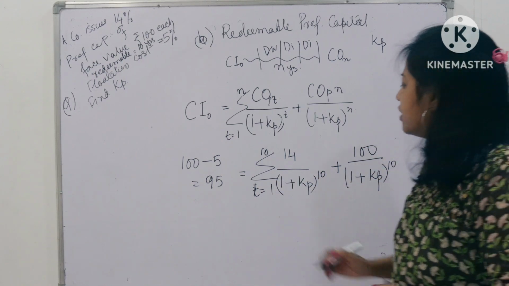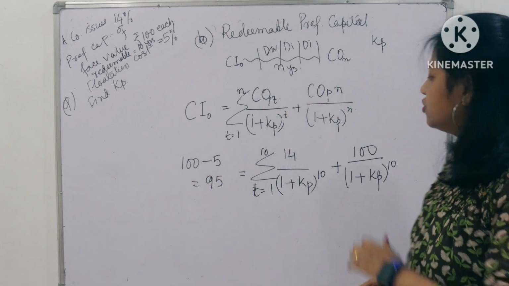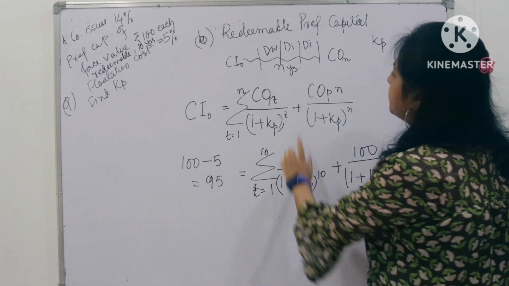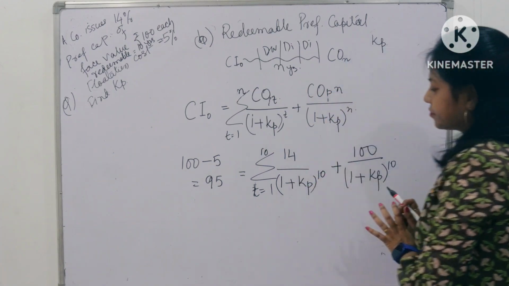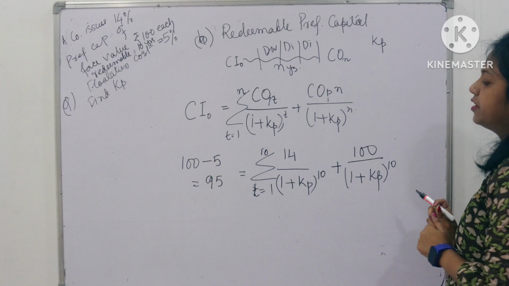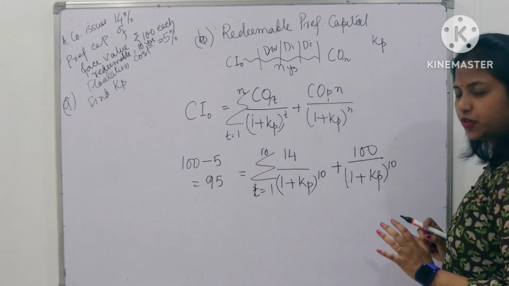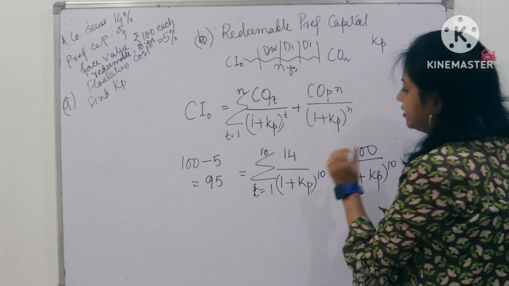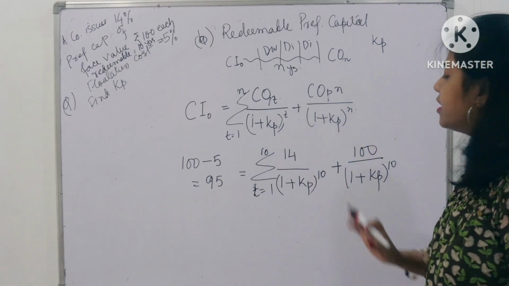Now remember, this side plus this side should be equal to 95. We are concerned about knowing Kp. How can we know Kp? We can know Kp only when we can find the factor which makes both sides equal. If we can identify the factor which makes both sides equal, then I can say Kp is that much. Right, friends?